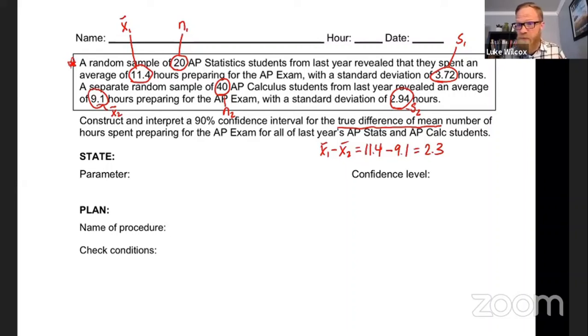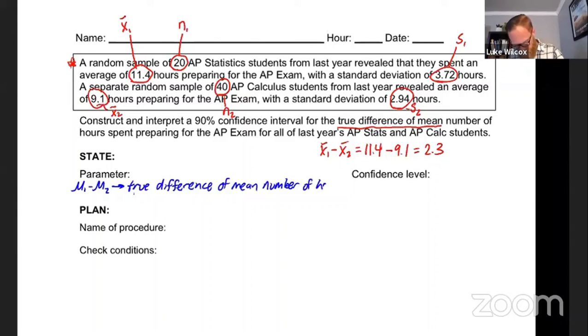Now that's from the sample. Now we want to try and estimate what that difference would be for the whole population. So the parameter we're trying to estimate this time is the true difference in means, mu1 minus mu2. I'm going to call that the true difference of mean number of hours spent preparing for the AP exam.